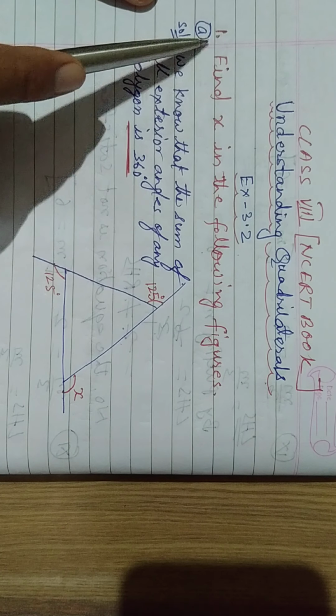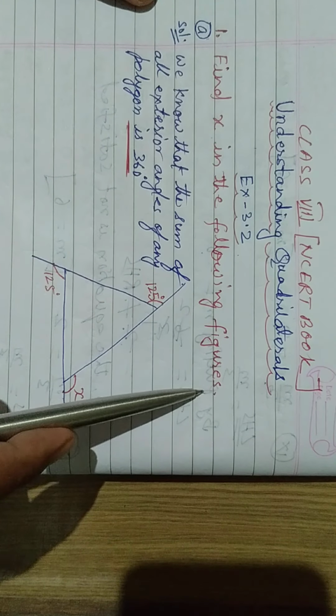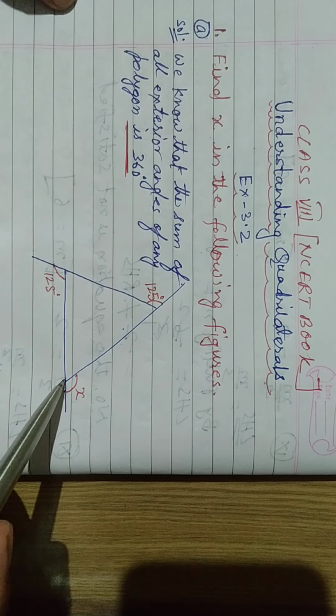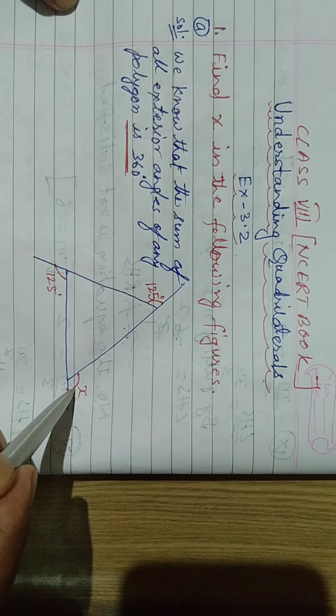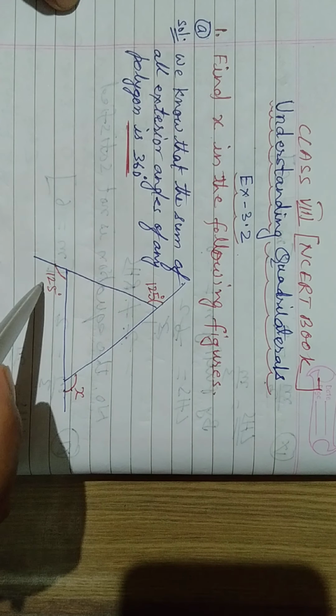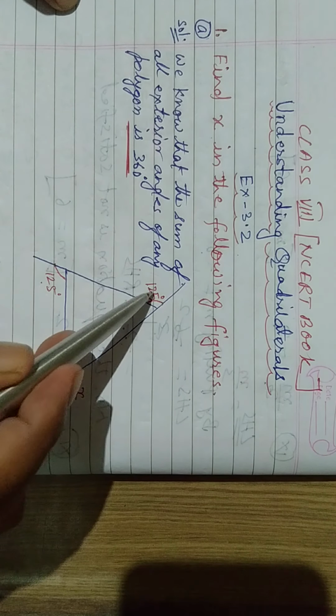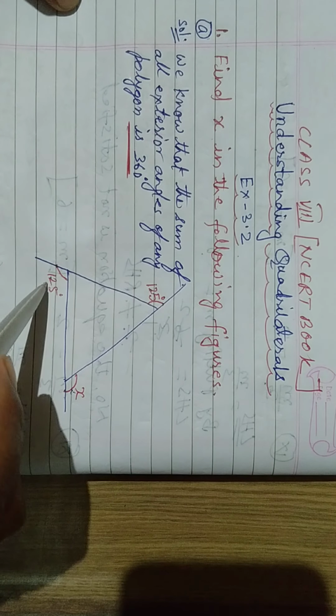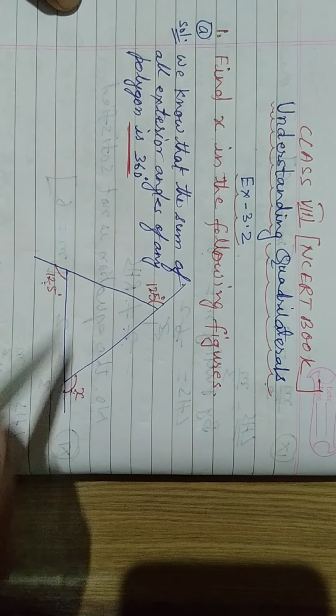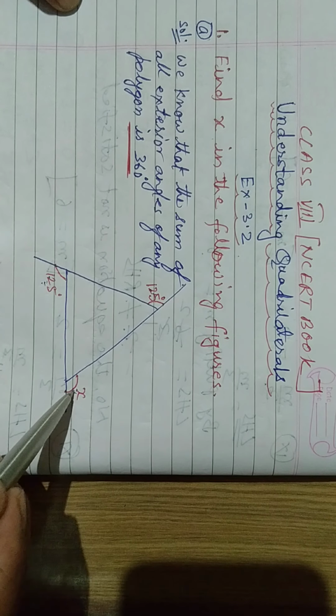Question number 1, find x in the following figure. This figure is given. Here we have to find the value of x. This is exterior angle. This is exterior angle. X, 125 degree, 125 degree. These three are exterior angles. We have to find the value of x.